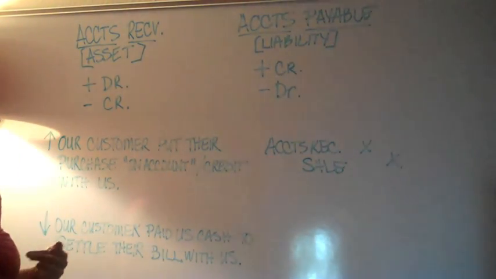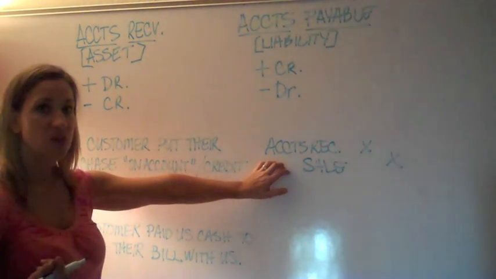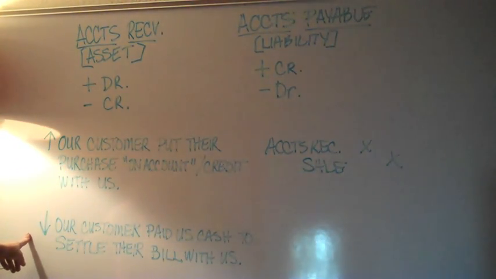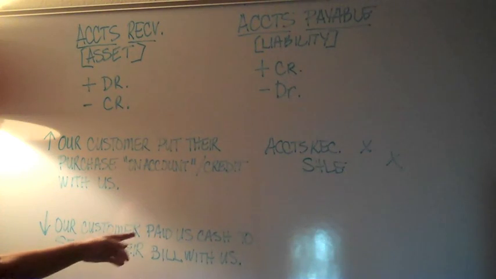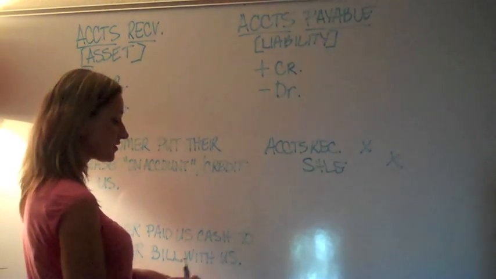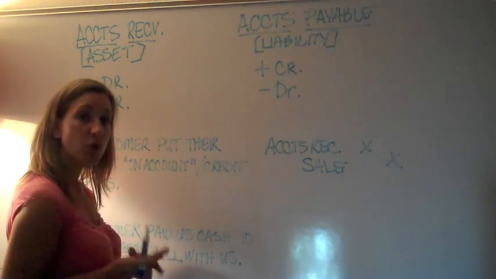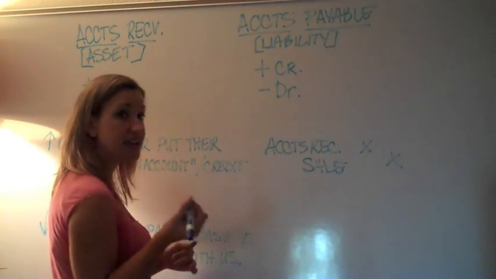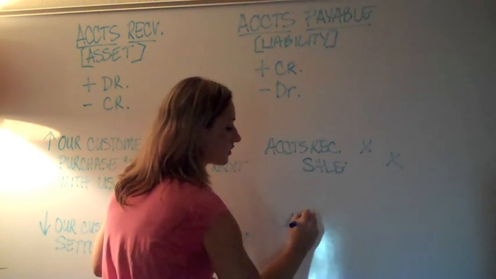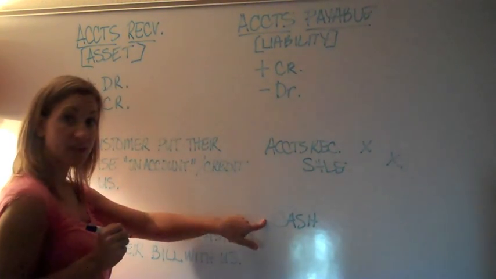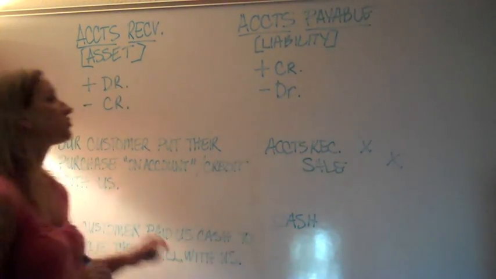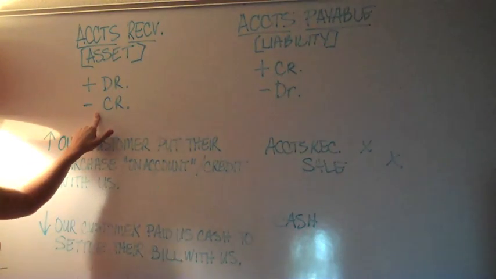Now what happens whenever that customer pays on this debt that they owe us, pays on their bill or their invoice? That's what happens when we're going to decrease the accounts receivable account. Our customer paid us cash to settle their bill with us. In this instance, when they've paid us cash, we have to record cash being received. Cash is an asset. Assets increase with a debit. So I'm going to book that to the cash account with a debit, and I'm going to decrease the accounts receivable. Assets decrease on the credit side.